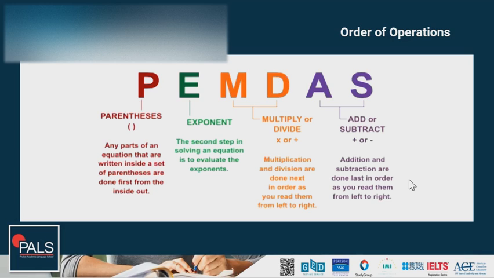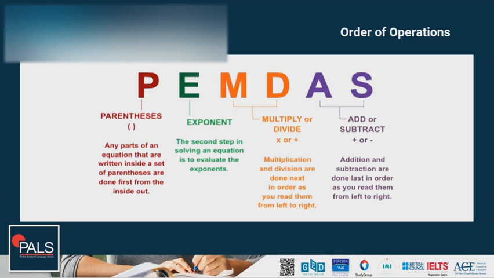Again, if addition and subtraction are in order, you need to evaluate them or solve them from left to right. So PEMDAS again stands for P parentheses, E exponent, M multiply, D divide, A add, S subtract.